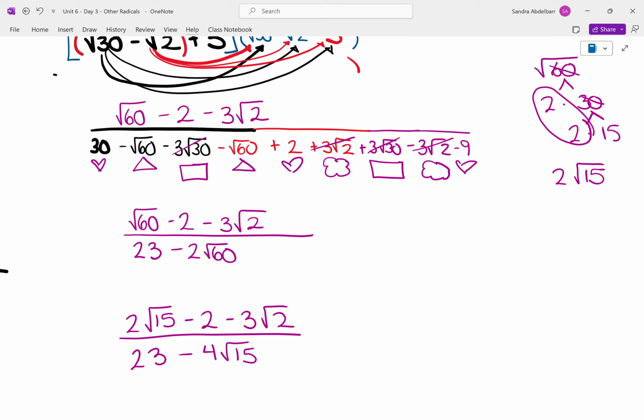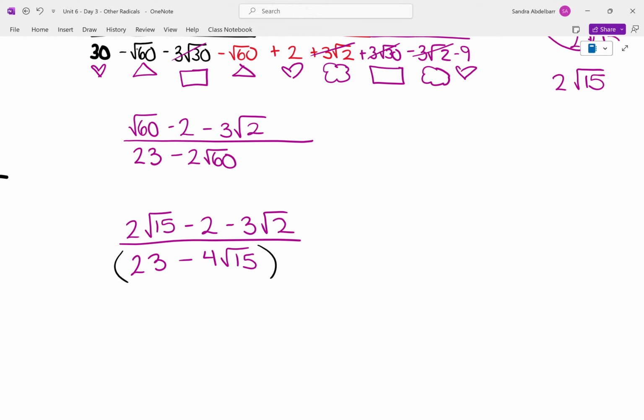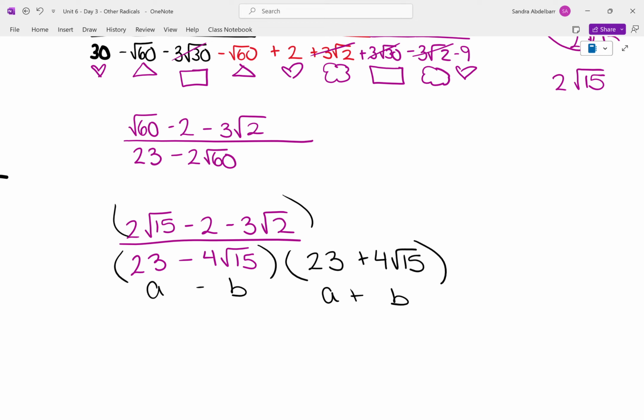At this point, before I go on to the next phase, I would look: is there a GCF I can pull out in the numerator and denominator to make things smaller? No, would have been nice though, right? But unfortunately, there's nothing I can pull out. So now we're going to do the whole process all over again, but it's going to be a little bit better this time. What am I going to multiply this time by? Philip? 23 plus 4 root 15. You got it. So we have our a minus b, we multiply by a plus b. So it's going to be 23 plus 4 root 15.